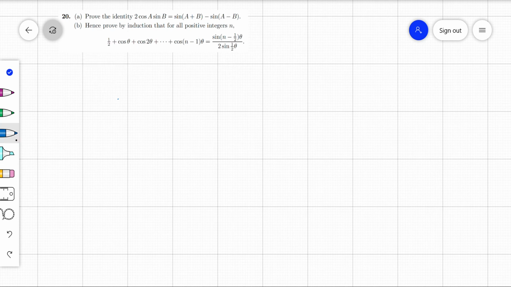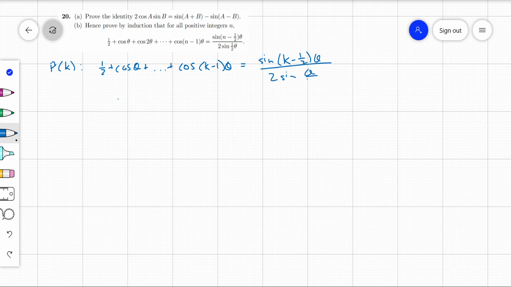So both sides we're getting a half, so P of 1 is true. Our assumption is for some integer k greater or equal to 1, we are assuming this is true, that a half plus cos theta all the way up to cos k minus 1 theta is equal to sine k minus a half theta over 2 sine a half theta. Alright, so what are we required to prove? We're required to prove our P of k plus 1.